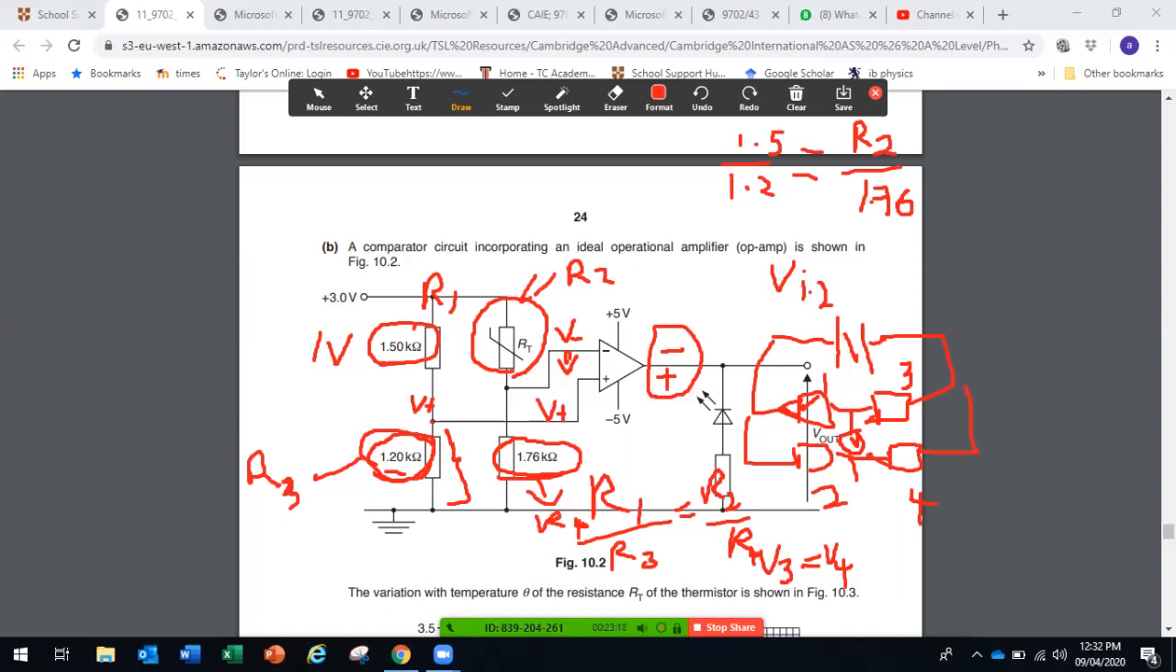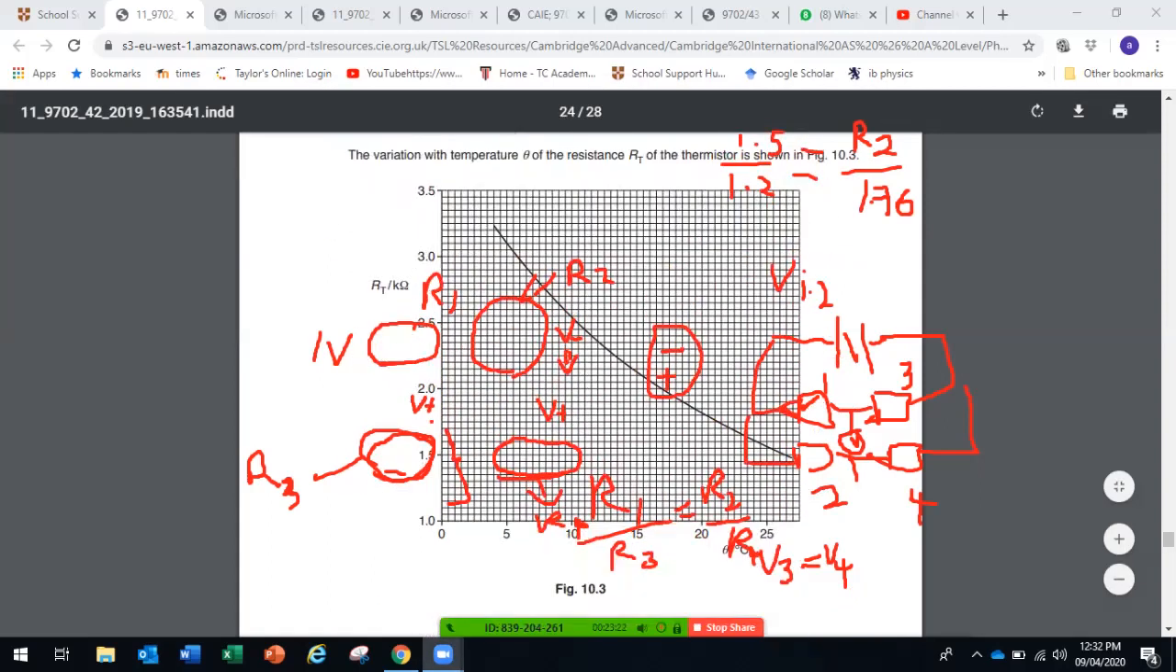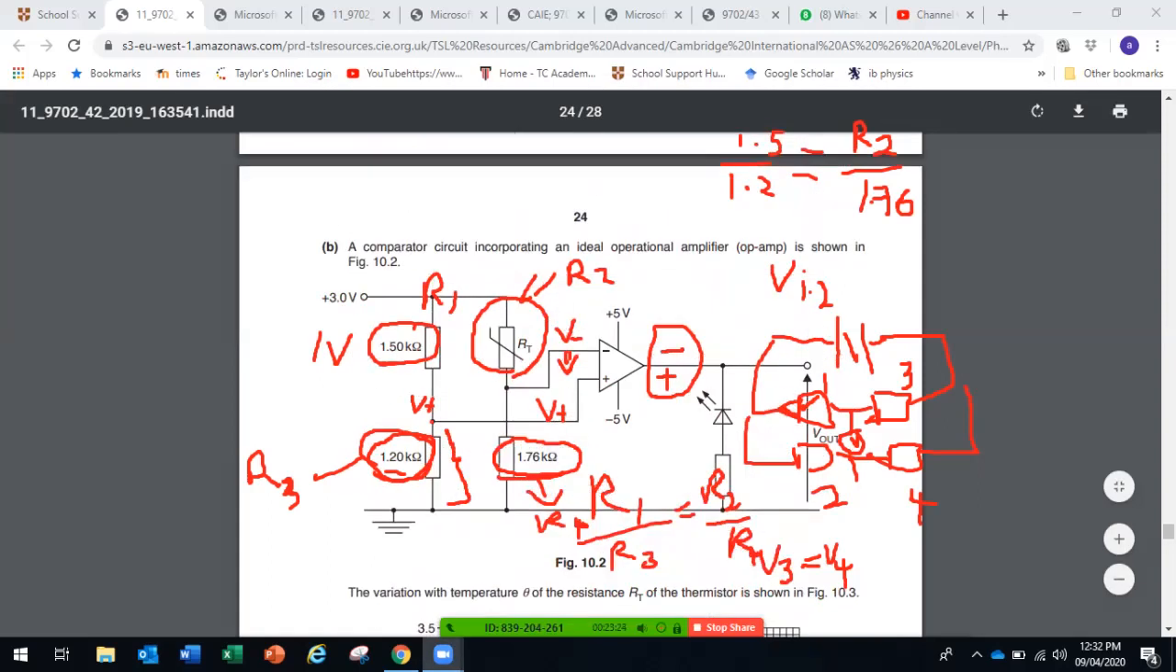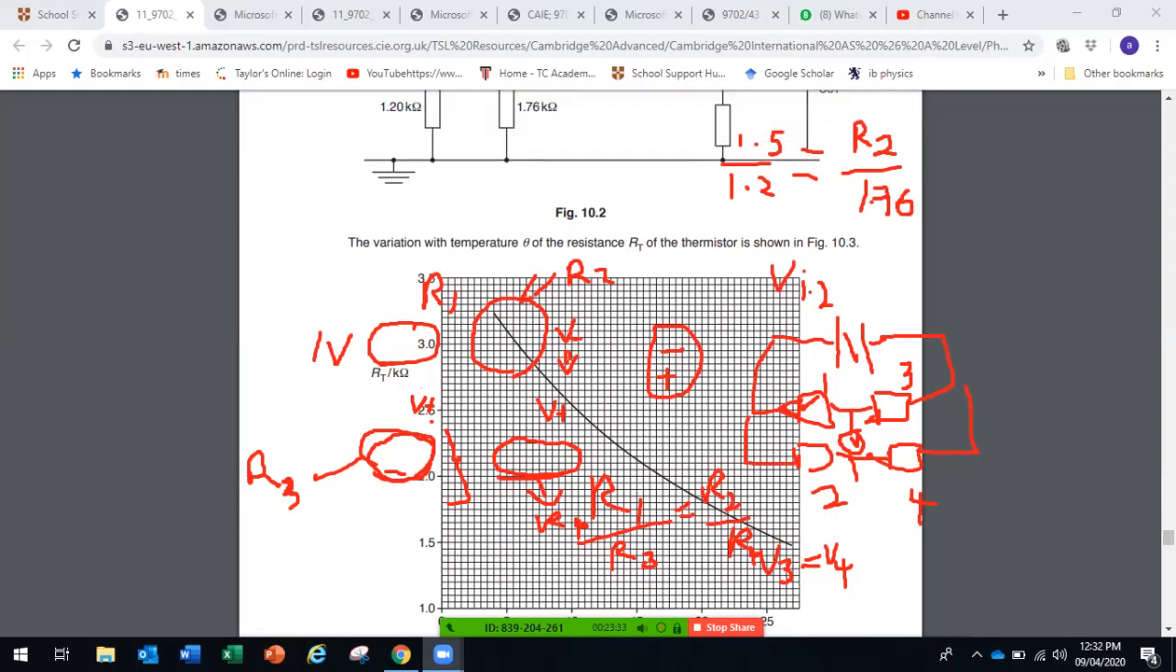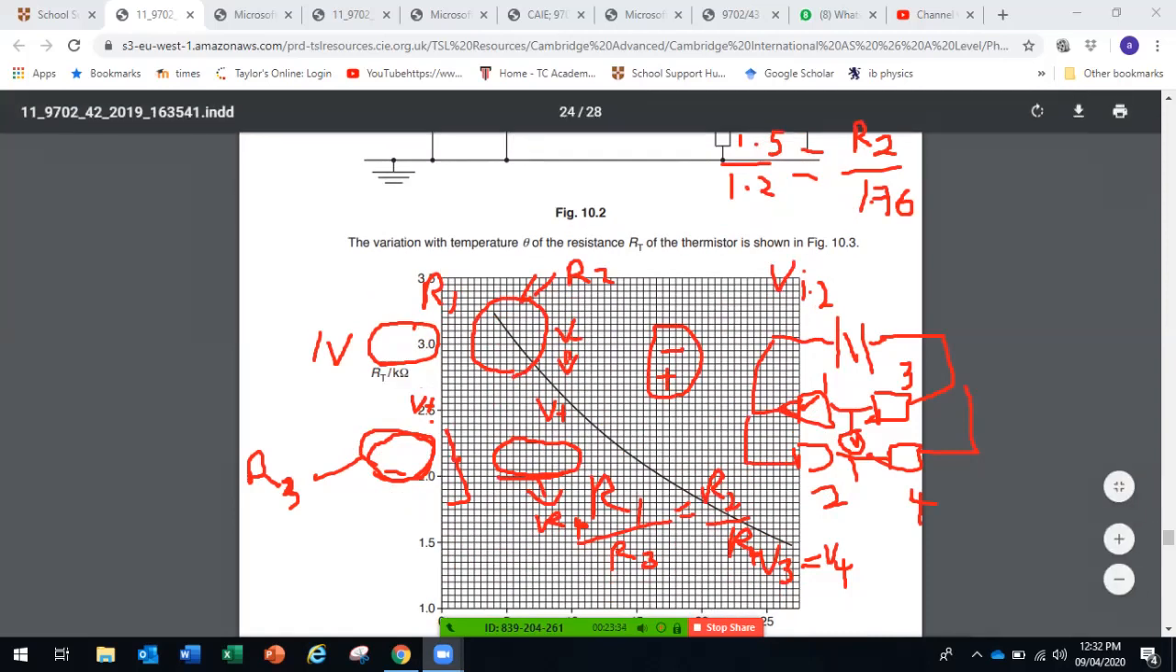So what do you want? Yeah. What's the question? The temperature at which. So you know the resistance of the thermistor already, right? Yes. So then go to the graph and check the temperature.